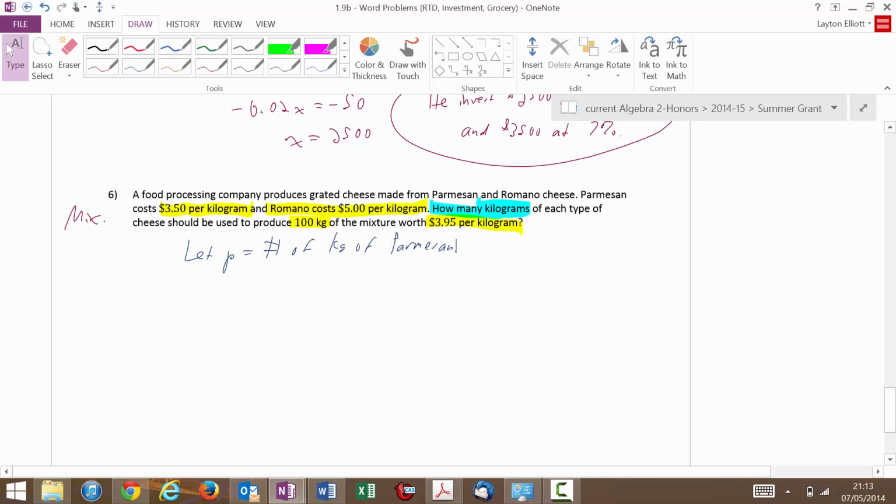So then we need one for the Romano, and we're only allowed to use one variable. Well, this is kind of like the money thing. I have 100 kilograms total. Some of that's going to go to Parmesan, and the total minus that is going to go to the other one. So this isn't 100 minus x, this is 100 minus p, the number of kilograms of Romano. See, now we have an expression without using a second variable.